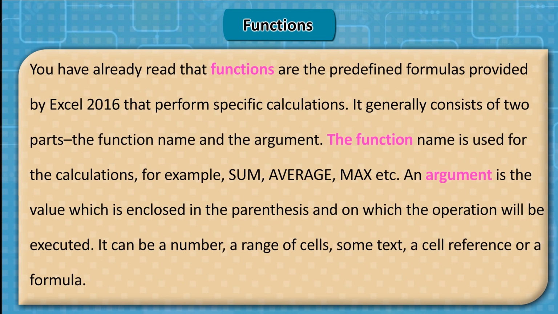Functions. You have already read that functions are the predefined formulas provided by Excel 2016 that perform specific calculations. It generally consists of two parts: the function name and the argument. The function name is used for the calculations, for example, SUM, AVERAGE, MAX, etc. An argument is the value which is enclosed in the parenthesis and on which the operation will be executed. It can be a number, a range of cells, some text, a cell reference, or a formula.